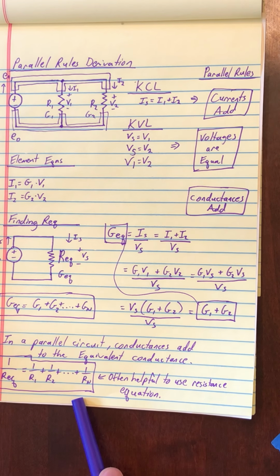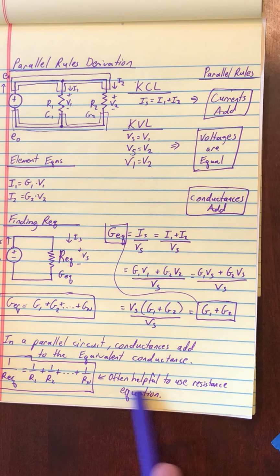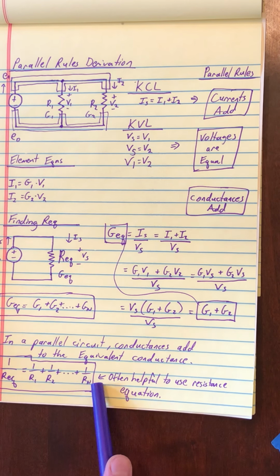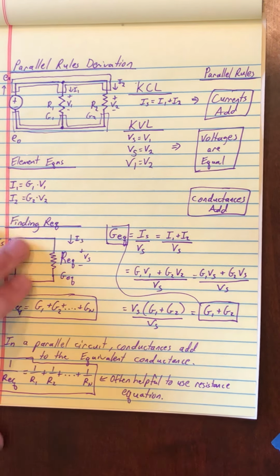And this is what you've learned it as before, but you probably didn't know where it comes from. Where it comes from is that the conductances add in parallel. And so it is often helpful to use the resistance equation so I can directly plug in the ones that I want.